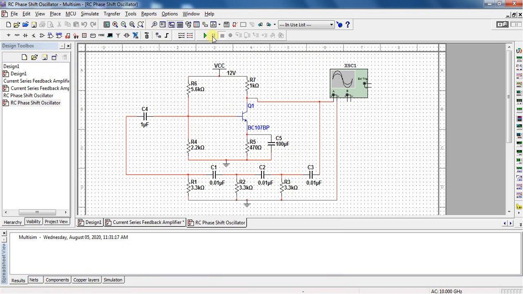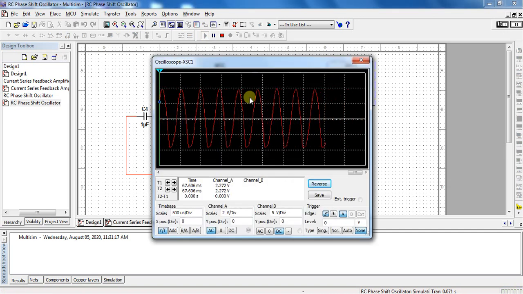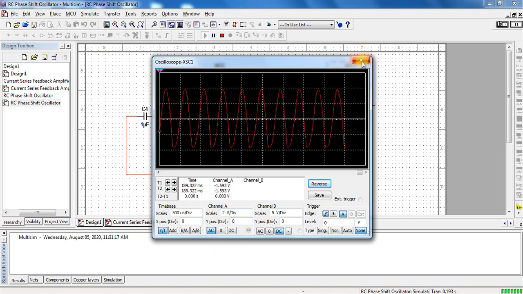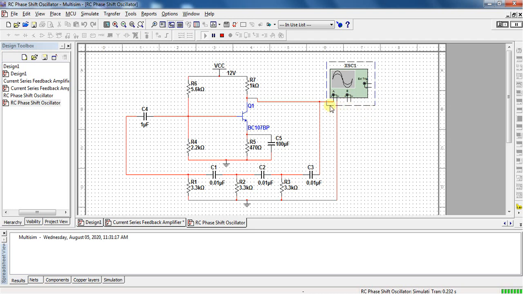Let us run the simulation. If you observe this, it is giving constant oscillations. We know that it gives constant oscillations. There is no need to display channel A for the input, since there is no input we are giving. So directly the output is given to channel A positive terminal, and the negative terminal is grounded. See here, it is grounded, this also is grounded, so the negative terminal is grounded.